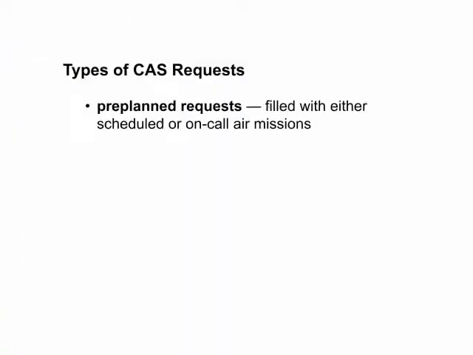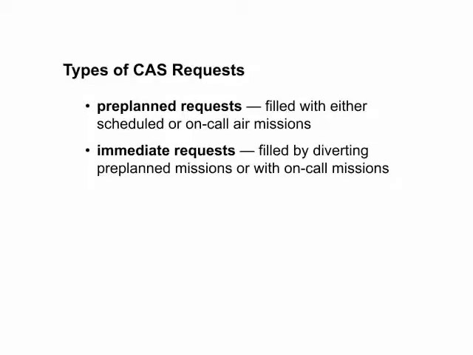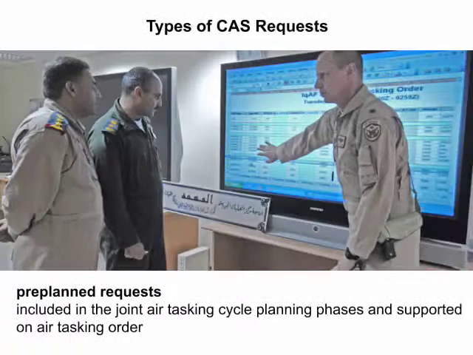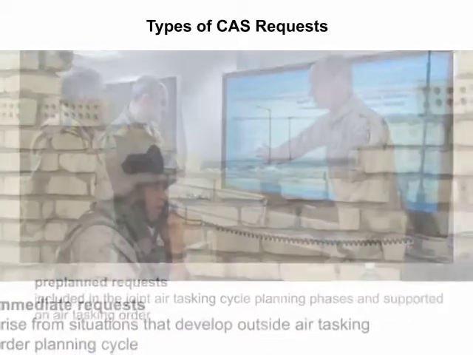There are 2 types of CAS requests: pre-planned and immediate. Pre-planned requests may be filled with either scheduled or on-call air missions, while most immediate requests are filled by diverting pre-planned missions or with on-call missions. Only those air support requests submitted in sufficient time to be included in the Joint Air Tasking Cycle planning phases and supported on the air tasking order are considered pre-planned requests.